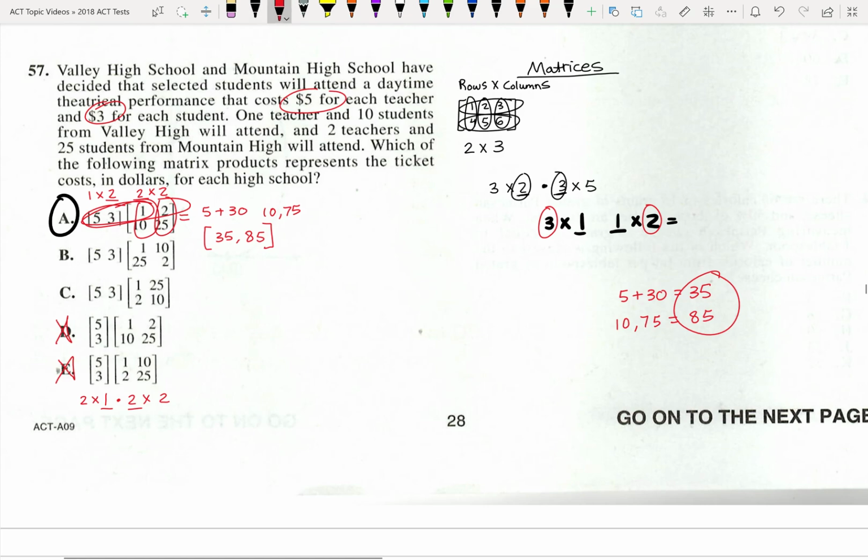And just to illustrate that C wouldn't work, we do 5 and 3 times 1 and 2, and that'd be 5 plus 6 equals 11. So that's already a number that's not one of these from over on the right. So C would not work. And you'll probably need more help with matrices than what I gave you. I try to give you a good base, but definitely the multiplication part I didn't go in depth enough on. But typically you don't have to do the actual multiplication on the ACT, but in this case it did help. But regardless, A is the answer.